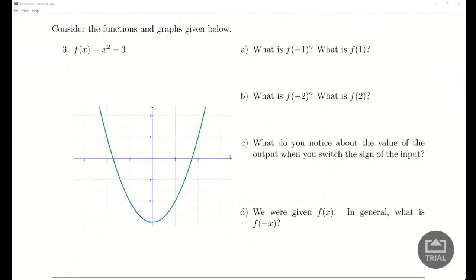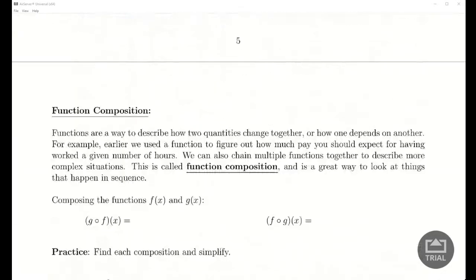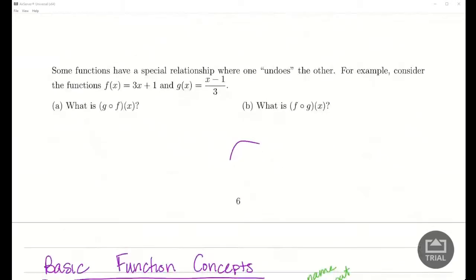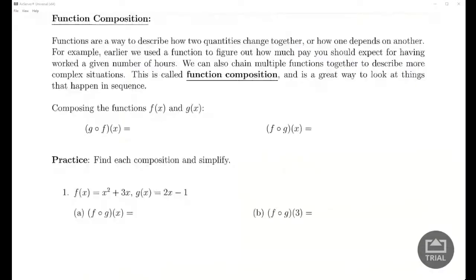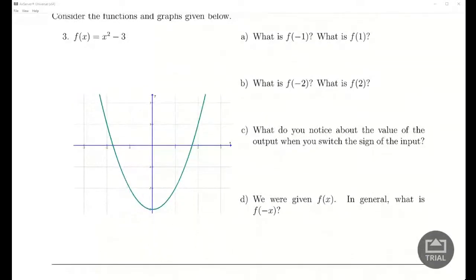I don't know how much of this we need to do. Let's see. I did function composition in the video example, so we don't necessarily need to talk about that. So let's just do this last page, and then we'll be done for this morning.